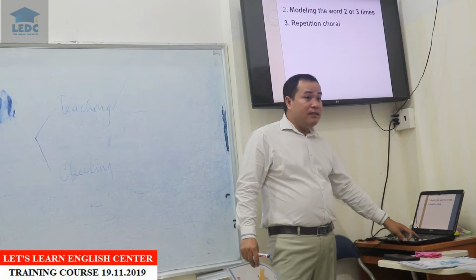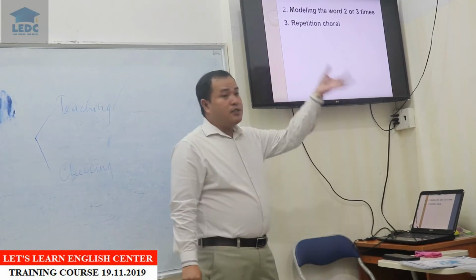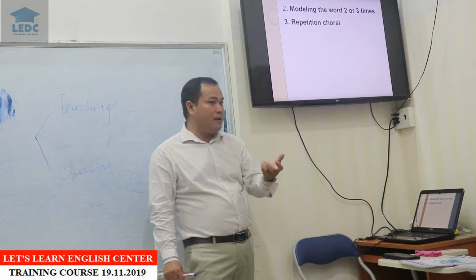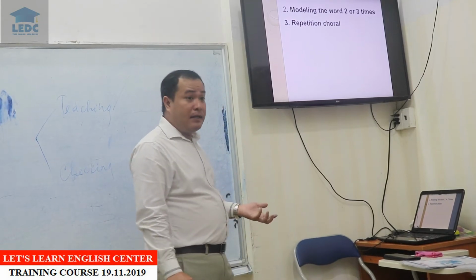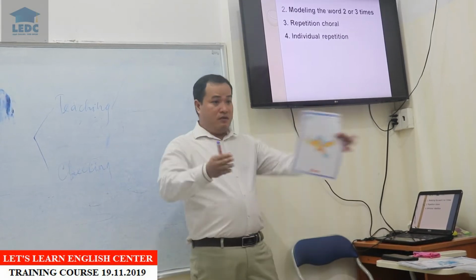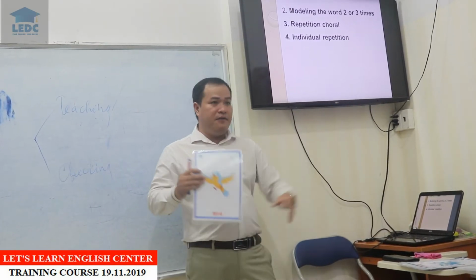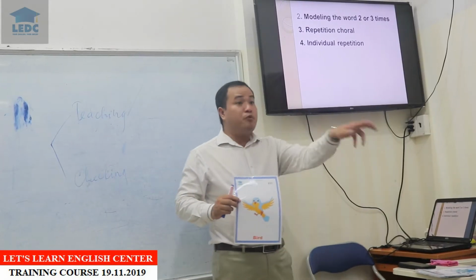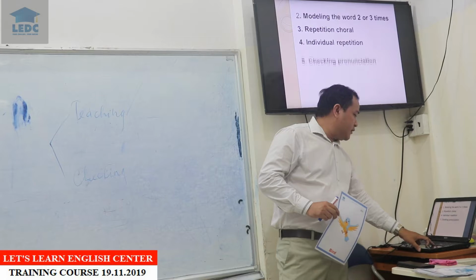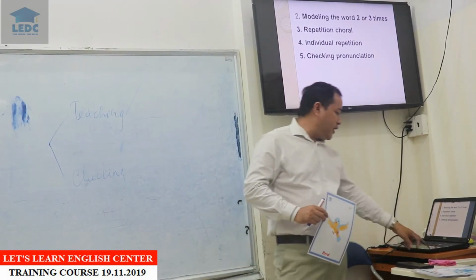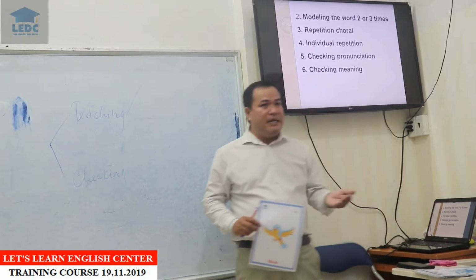And number three, what is it? You let the whole class repeat after you, maybe 10 or 12 times, but they are very happy, right? And next, you can call individuals, one by one. You try to call randomly, right? And next, you can check the pronunciation, and we have to check the meaning here.